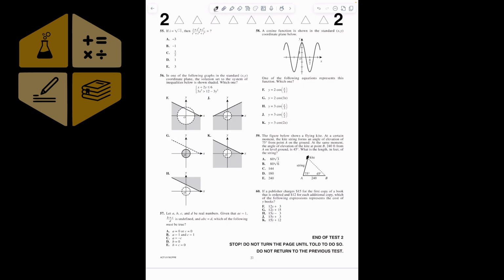55. If i equals the square root of -1, then i plus i squared plus i cubed over i cubed plus i to the 4th plus i to the 5th equals what? Okay, so this question is designed to look scary and to seem like the kind of thing you can never get right, because maybe you have some friend who one time used i in their classes and you've seen it before and it freaks you out. Okay, the imaginary number i doesn't need to be scary, especially on the ACT.